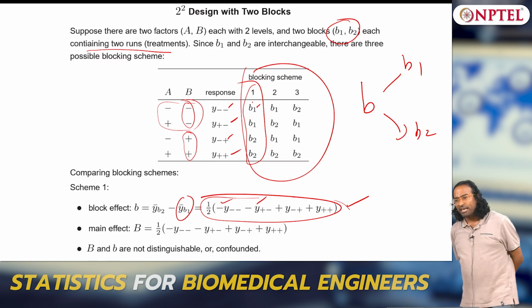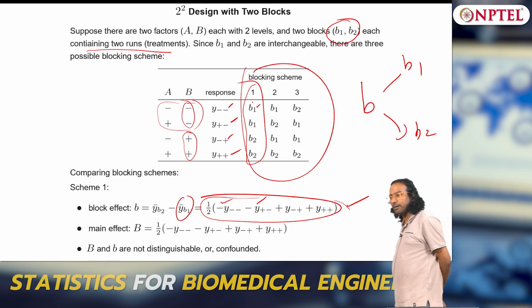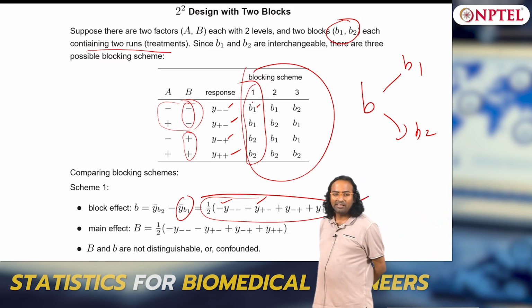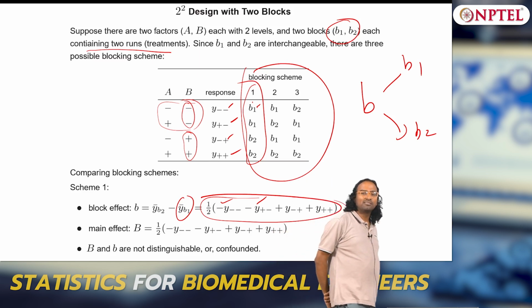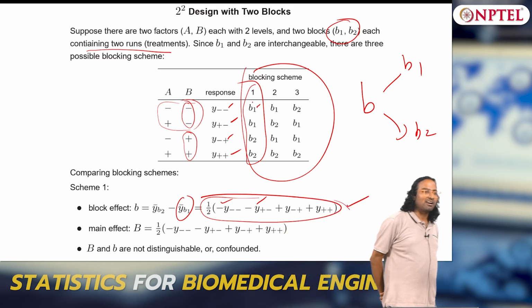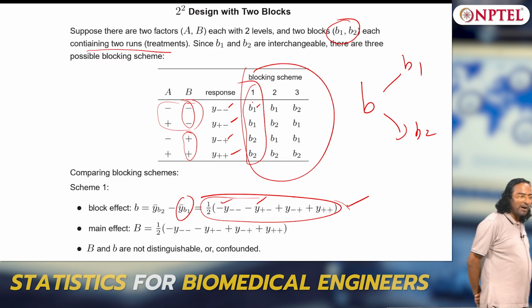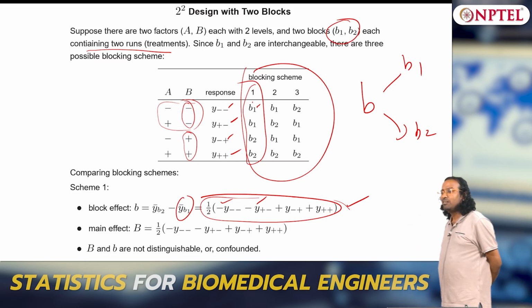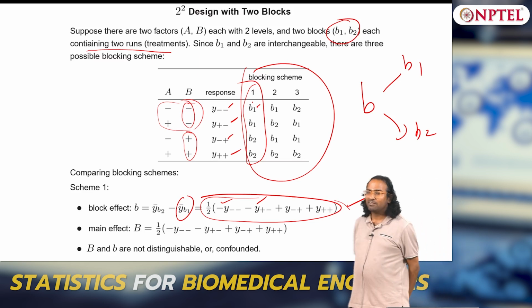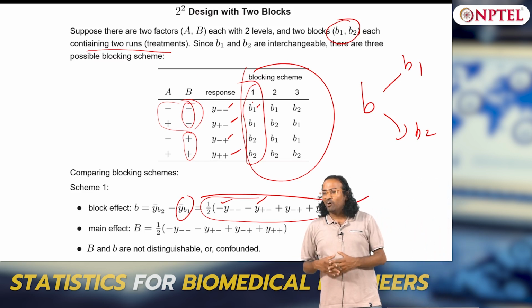Now look at both the equations, block effect and main effect, they are both the same. This is called confounding. So what does it mean? My main effect B and my block effect are confounded. I do not know which is what.